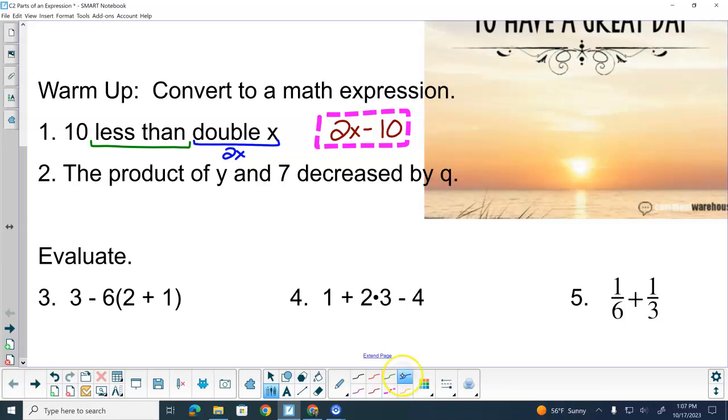Product. What is product? Multiplication. So that's going to be 7 times y. Product of y and 7 is 7 times y. Decreased. What is decreased? Which operation is that one? That's subtraction. So this is going to be 7y minus q.